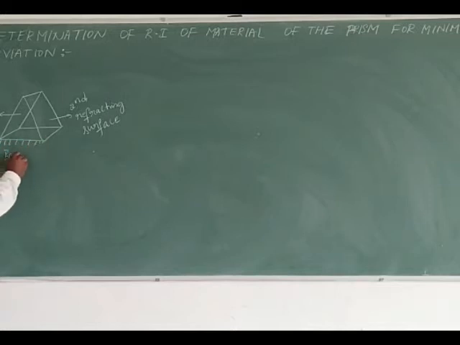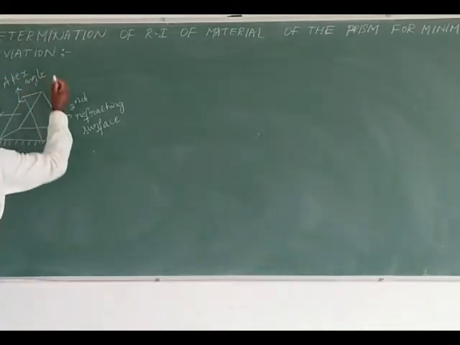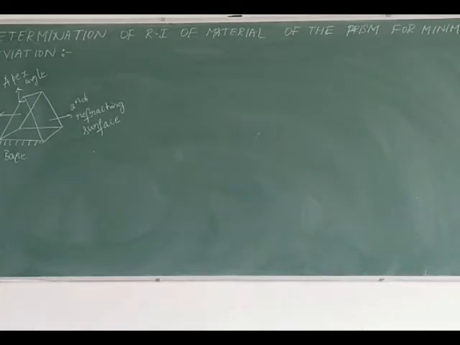This is called the base of the prism. Here this angle is what we call the apex angle or angle of the prism. That angle is called the apex angle or angle of the prism.